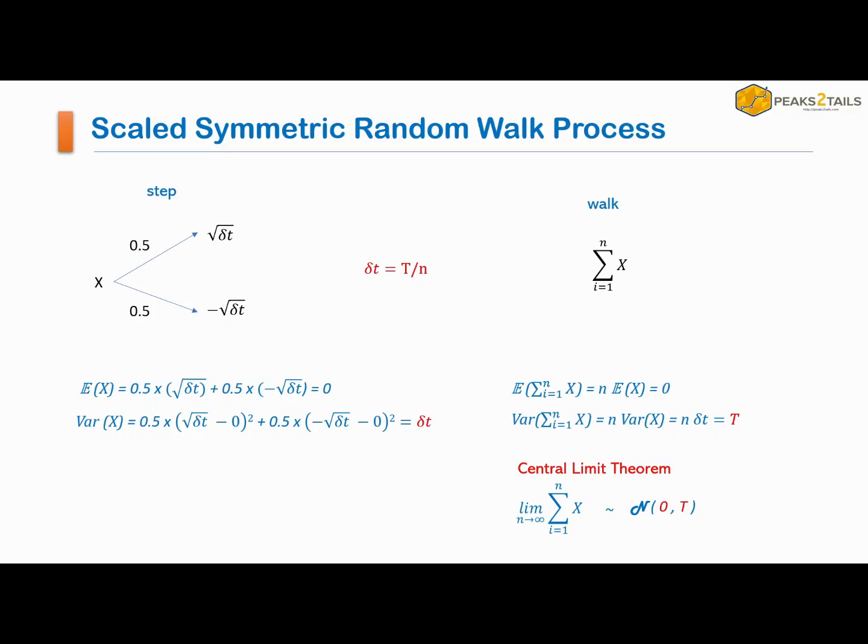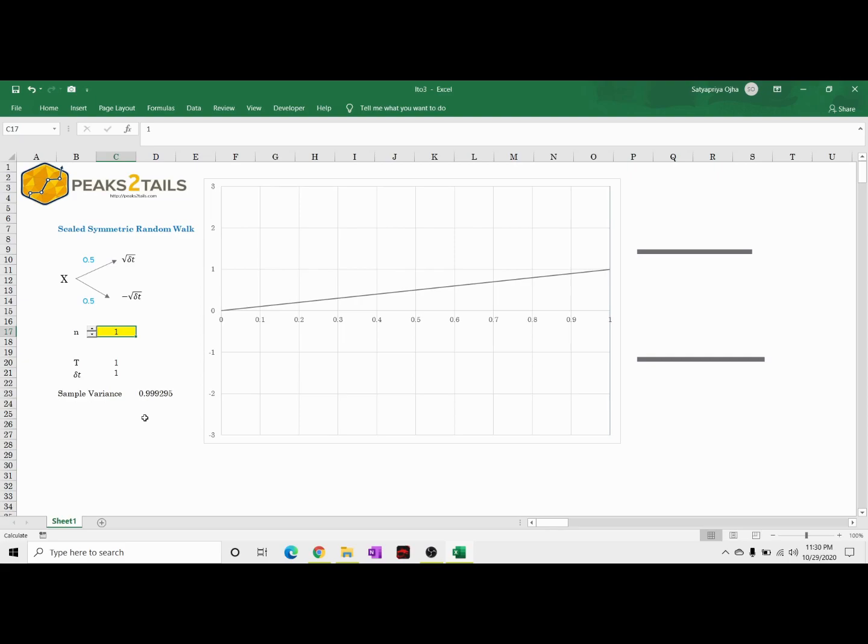So let's see an Excel animation for this. So in scale symmetric random walk process, the idea is to keep the time horizon fixed, that is from 0 to 1, and change the number of steps, but also change the up move factor and the down move factor. So basically we scale the up move factor and down move factor in such a way that the variance at time t equal to 1 remains constant, which is equal to t in our case, and since t is 1, our variance will remain as 1.